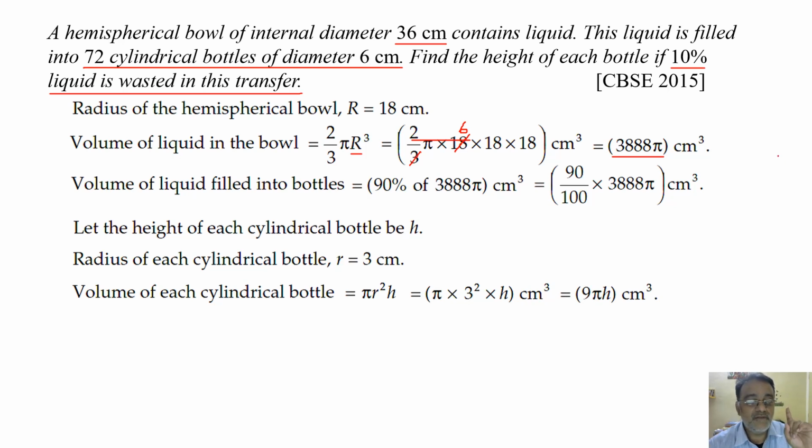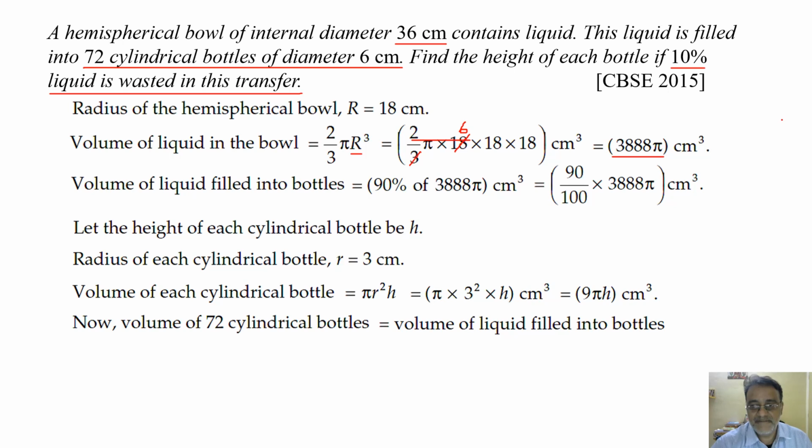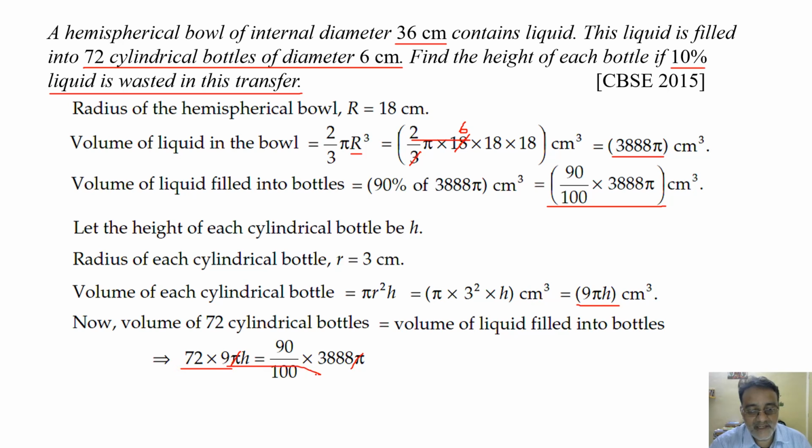This is for one bottle, but we have 72 bottles, right? So volume of 72 bottles will be equal to volume of liquid filled into bottles. So we have to equate 72 into this equals to this. This step is clear? Yes, sir. Right. Now h will be equal to, first let us cancel pi. This 90 into 3888 upon 72 into 9 will come down. So we are getting this one. This step is clear? Yes, sir.